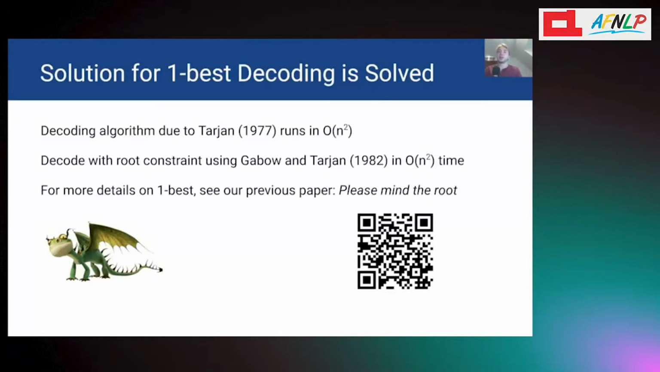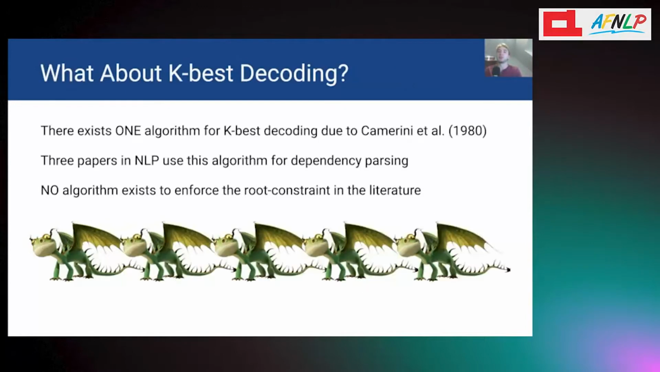The CLE algorithm for decoding trees not subject to the root constraint can be made to run in quadratic time. A paper by Gabow and Tarjan in 1982 demonstrated that we can extend this algorithm to enforce the root constraint without any additional complexity. I will not go into further detail about these algorithms here, but those interested can check out our recent EMNLP paper for an exposition of both algorithms.